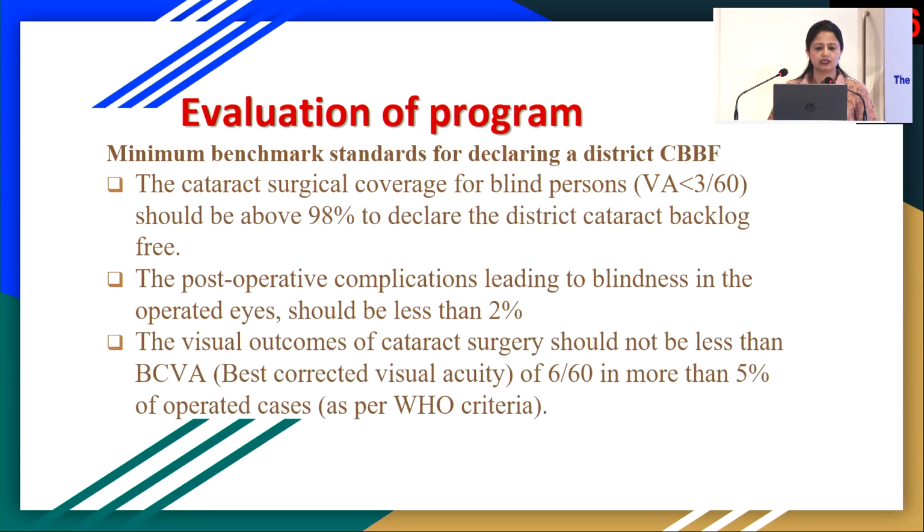Now, how do we evaluate the program? Minimum benchmark standards for declaring a district cataract blindness backlog free have been laid down. The cataract surgical coverage for blind persons, that means whose visual acuity is less than 3/60, should be above 98% to declare the district cataract backlog free.